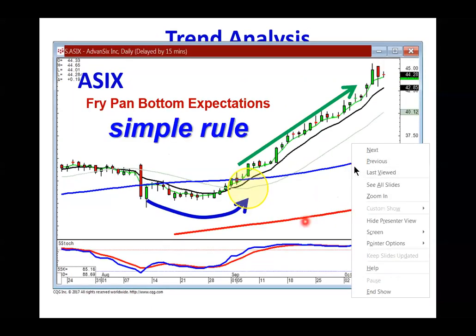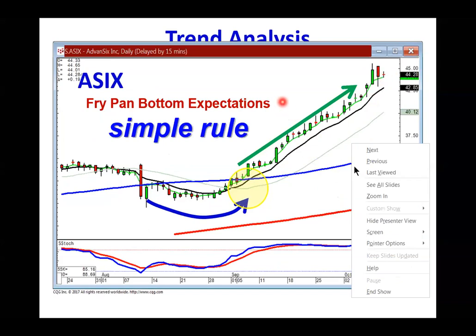And this is where this makes a lot of sense. We know what should happen coming out of a fry pan bottom, a strong price move. But most people's emotions are, boy, I've got a good profit, I'm going to go ahead and take it, which has nothing to do with what human nature is doing as far as that trend.